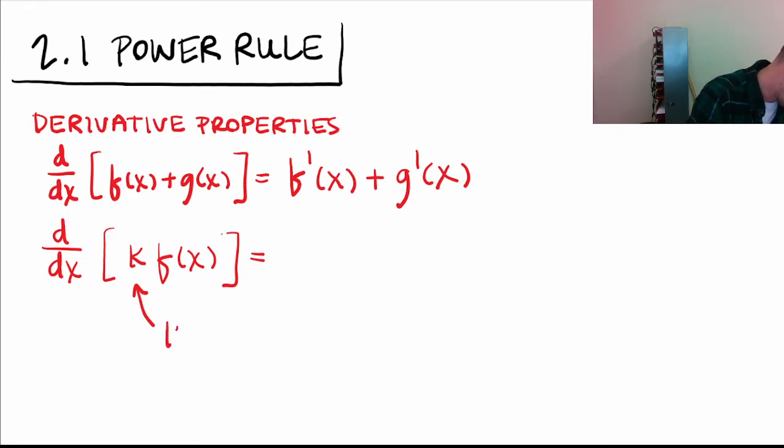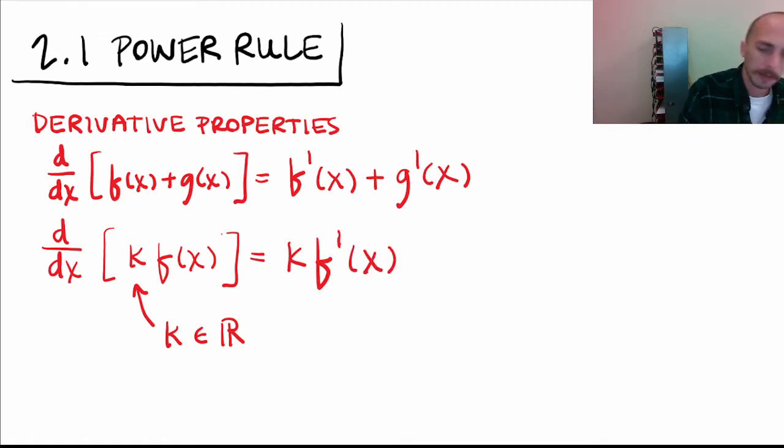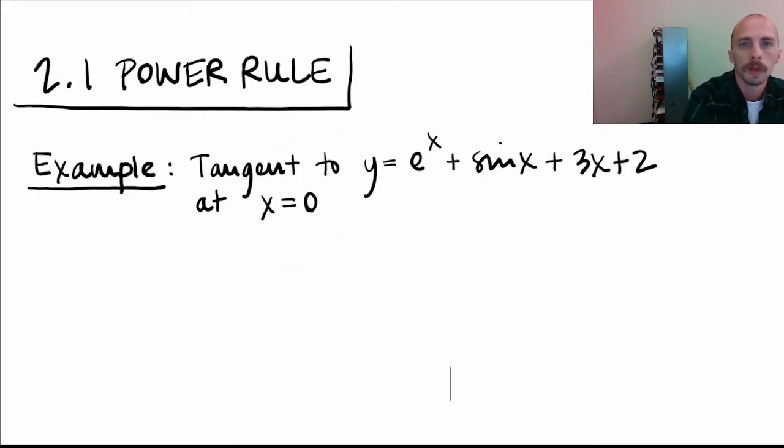For now, though, I'm just going to say, because k is a constant, so k is a real number, then the derivative of k times f of x is going to be k times f prime of x. And these are properties that it's not something I want you to just memorize, it's something I want you to internalize and believe and understand and apply regularly. Okay, so let's do an example.